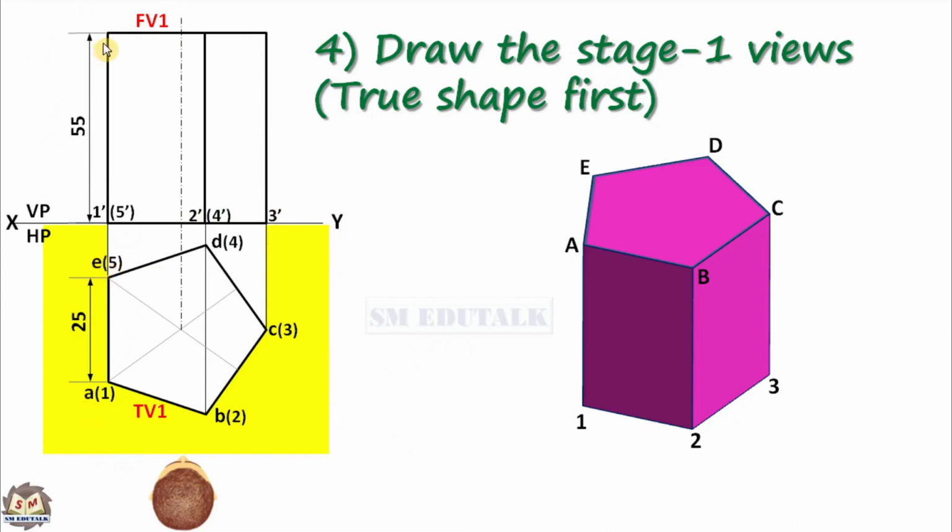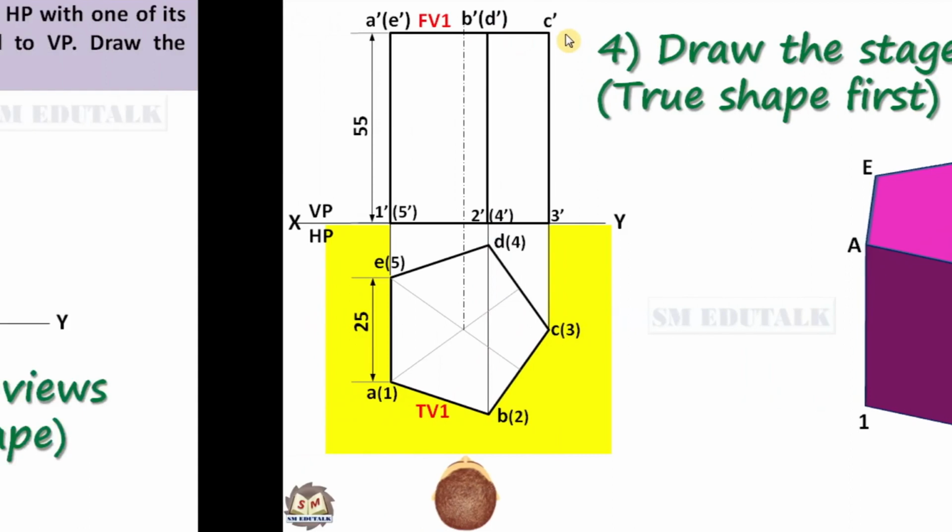So this top corner is written as A dash bracket E dash, and for this point he can see B but he can't see D. So you can write B dash bracket D dash, and the last one is only one point, that is C. So you can write C dash.